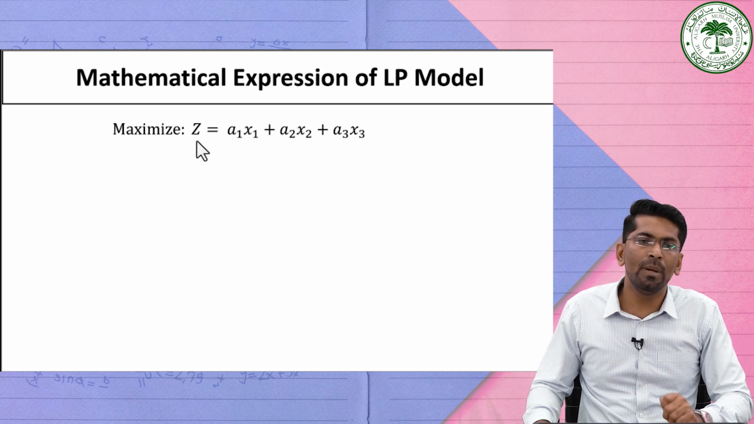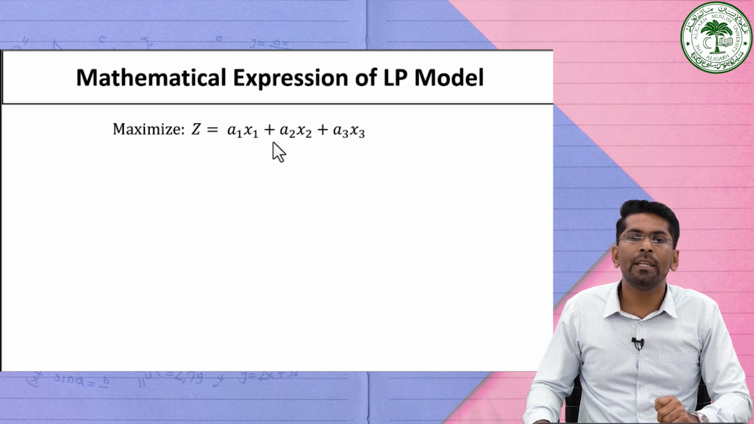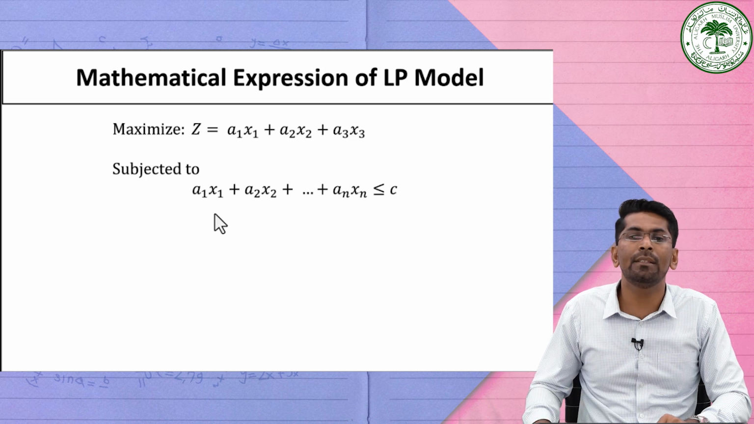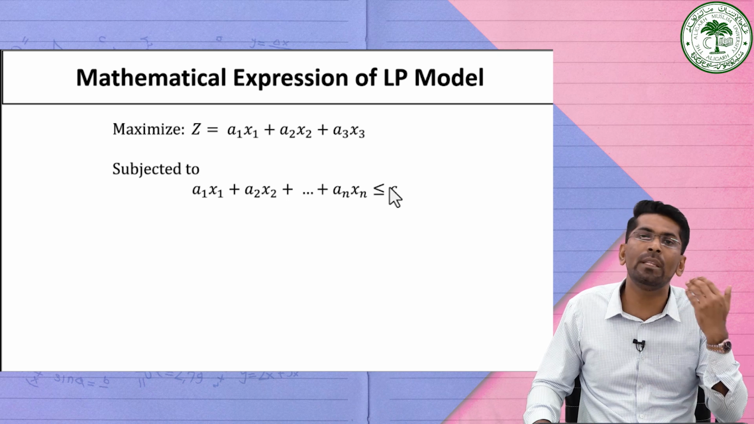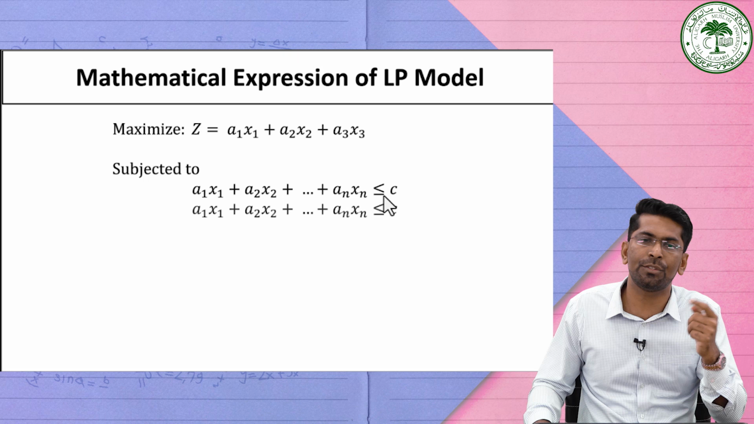It will be similar to this: maximize Z, where I am denoting Z for the profit. So maximization of profit is my objective. That is a1 x1 plus a2 x2 plus a3 x3, which is subject to different linear constraints. For example, a1 x1 plus a2 x2 up to an xn is less than or greater than c. Depending upon the constraint, it may be less than or equal to, or greater than or equal to, depending upon whether you want to optimize the maximization or minimization. Depending upon that, the sign will also change. I will discuss it at a later stage.